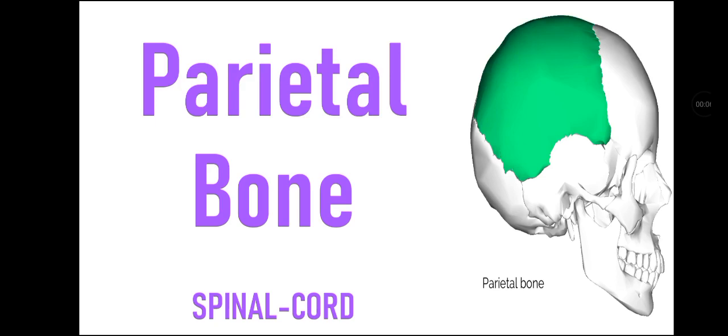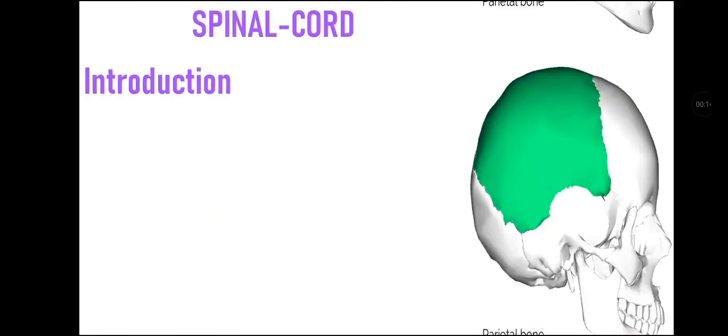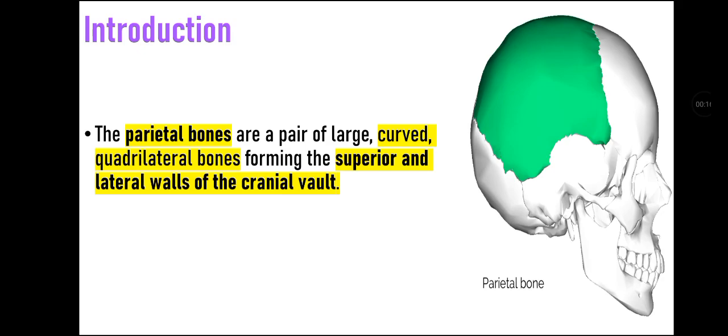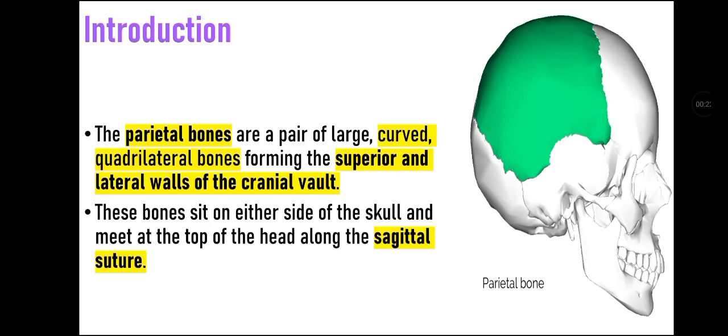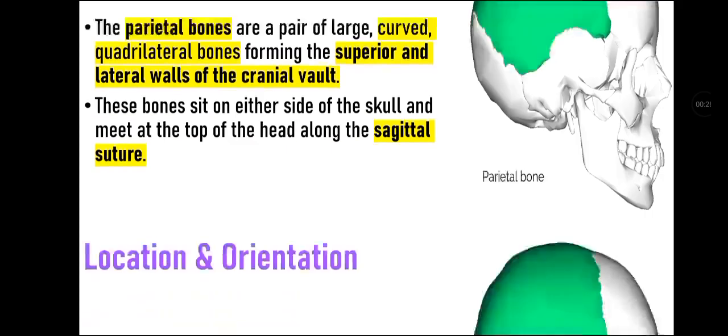And here at the side you can see the diagrammatic representation of the skull, showing the highlighted area that is the parietal bone, for reference. So let's start the video with the introduction. Parietal bones are a pair of large curved quadrilateral bones forming the superior and lateral wall of the cranial vault. These bones sit on either side of the skull and meet at the top of the head along the sagittal suture.